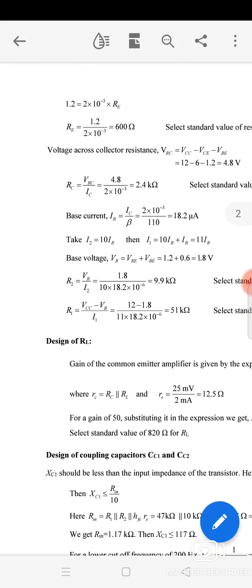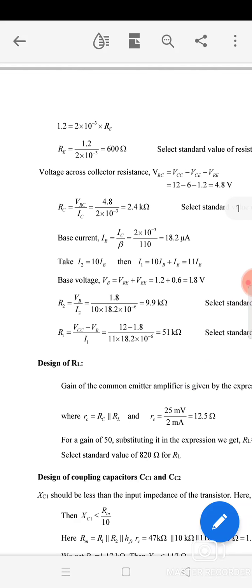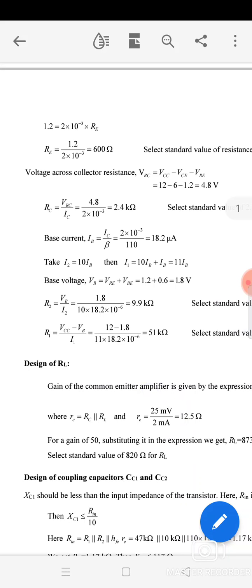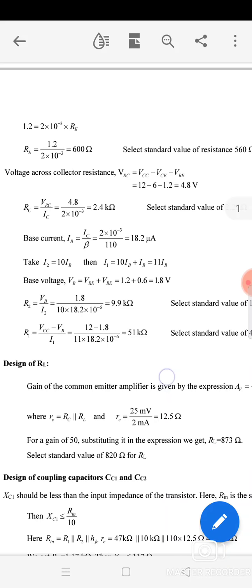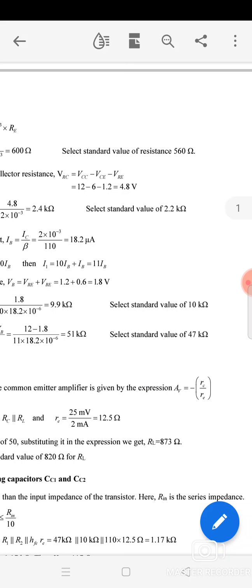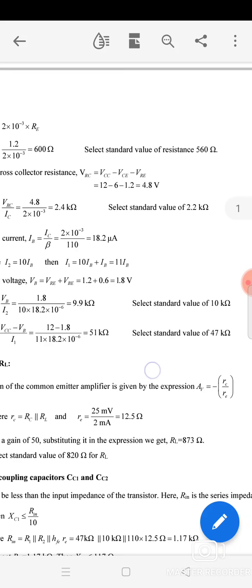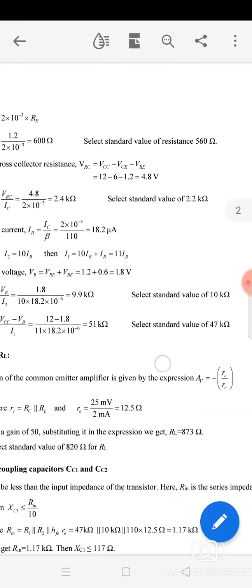Next, how to find the R2 and R1 values? R2 is the midpoint voltage over I2, so R is equal to V by I. R2 is equal to the base terminal voltage VB divided by I2. VB is 1.8, and I2 is 10 IB, right? IB is already found as 18.2 microamps, so 1.8 over 10 times 18.2 microamps gives about 9.9 kilo ohms. We select the standard value of R2 as 10 kilo ohms.